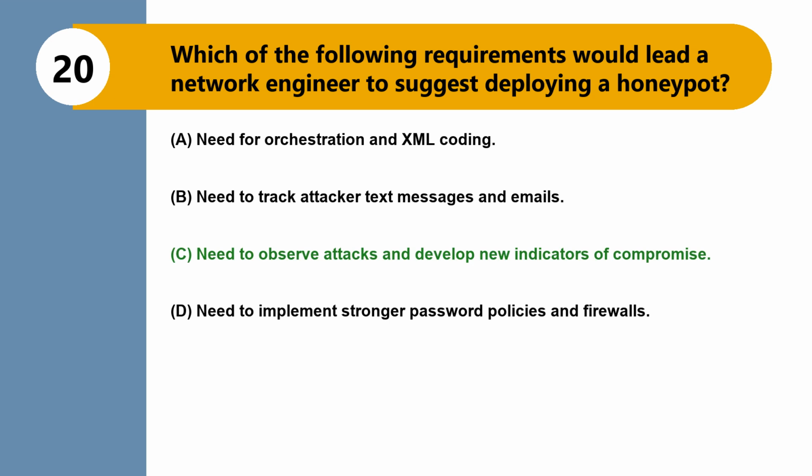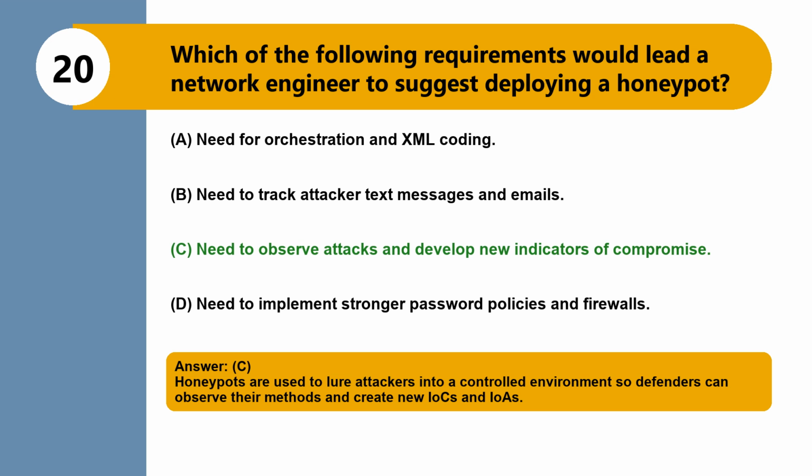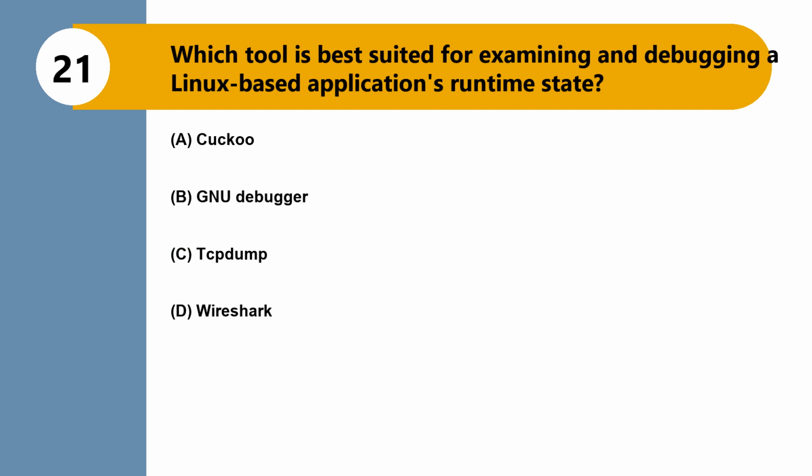The correct answer is option C, need to observe attacks and develop new indicators of compromise. Honeypots are used to lure attackers into a controlled environment so defenders can observe their methods and create new IOCs and IOAs. Question 21. Which tool is best suited for examining and debugging a Linux-based application's runtime state? Option A, Cuckoo. Option B, GNU Debugger. Option C, Dump. Option D, Wireshark. The correct answer is option B, GNU Debugger.